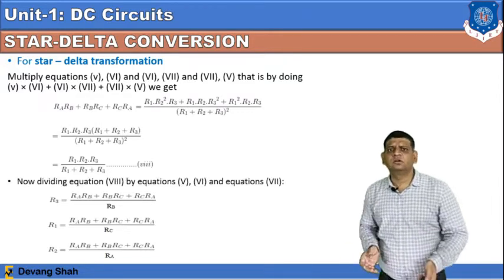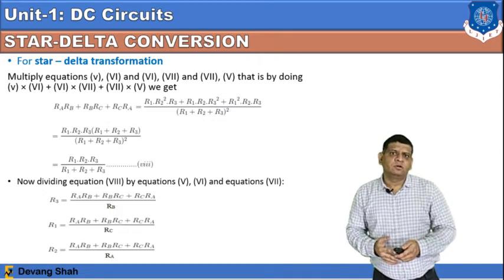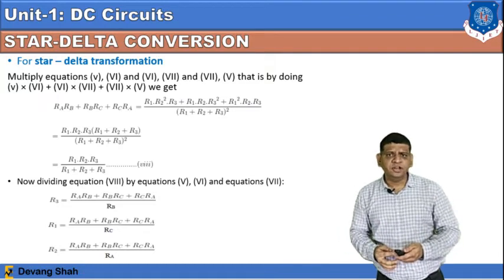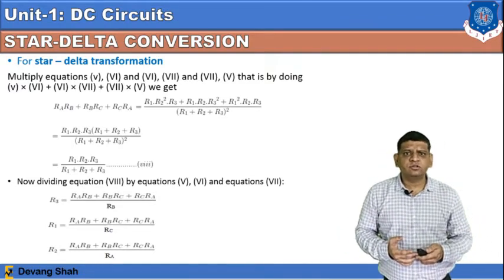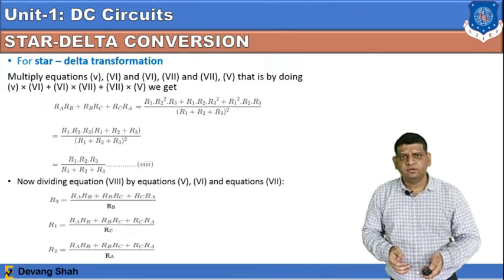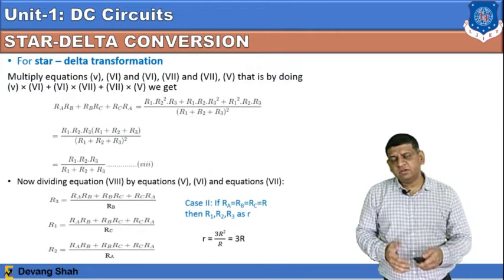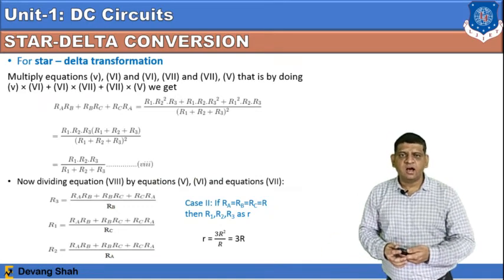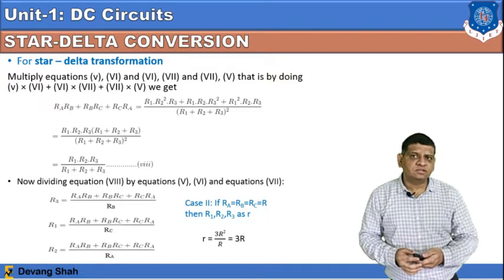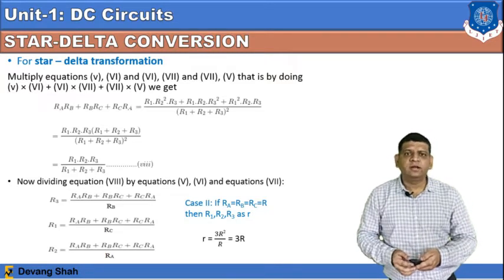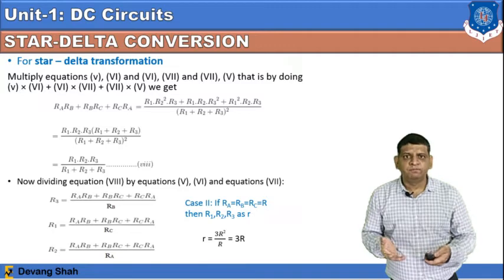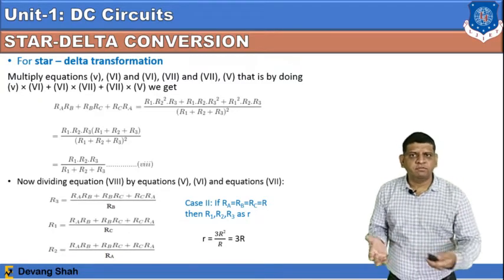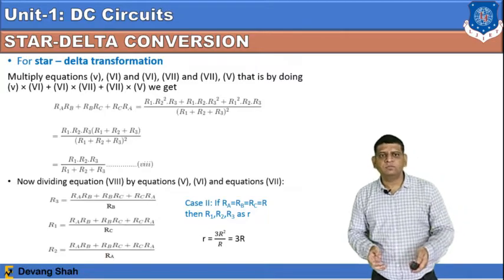Now this is a common terminology, where ultimately all those equations we are finding by dividing equation number 8 by equations 5, 6 and 7. Now same way, this is case number 2. If you take all the resistances RA, RB and RC as the same resistance R, then you can find the generalized equation of R1, R2 and R3, that is equal to 3R, right? So straight away you can directly use this case number 2 equation, as you can see here.